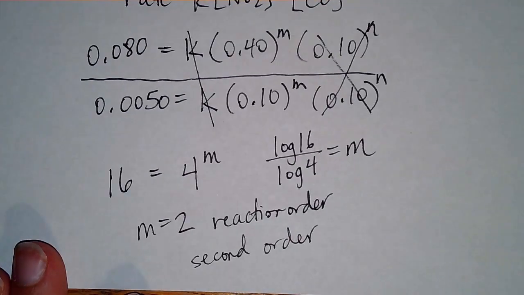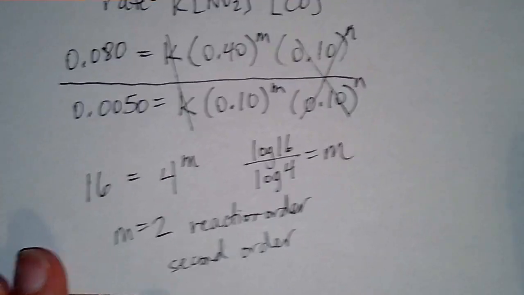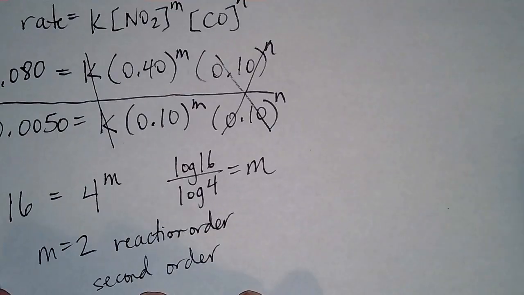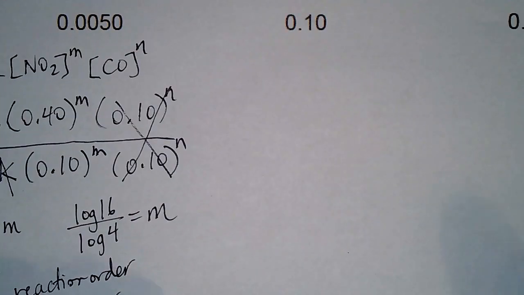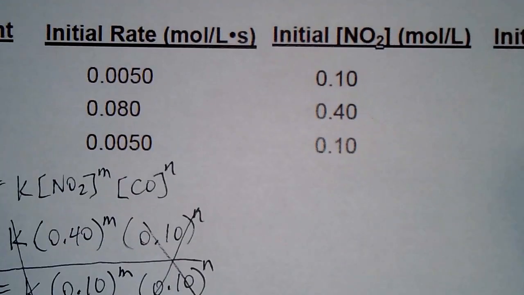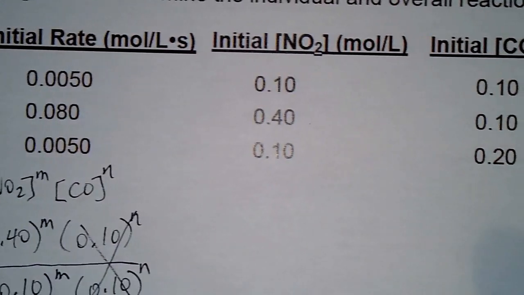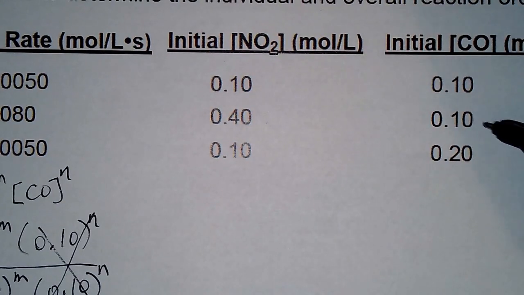So we're going to do the same thing for CO. Again, we go back to our table. We want to pick two experiments where CO is changing, but NO2 is staying the same. So that's going to be 1 and 3. And we're going to set up the ratio again.